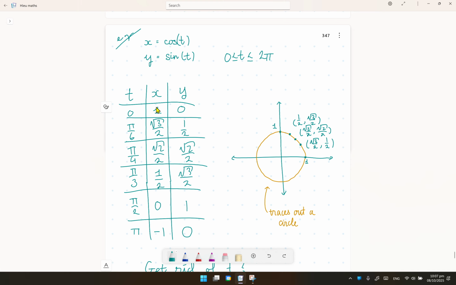So x is cos t, so cos of 0 is 1. y is sin t, sin of 0 is 0. So you do all of that here, right? And that gives you a bunch of points. And if we plot this out on a graph, what you get is, okay, so when x is 1, y is 0.